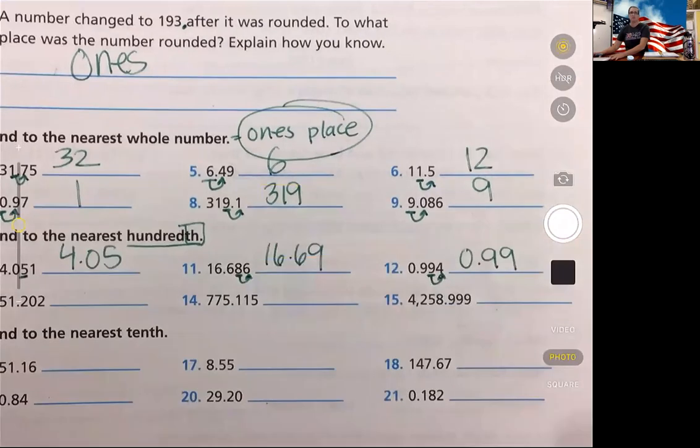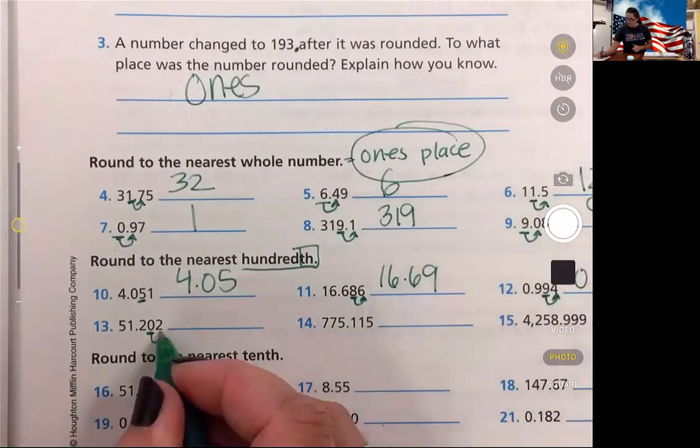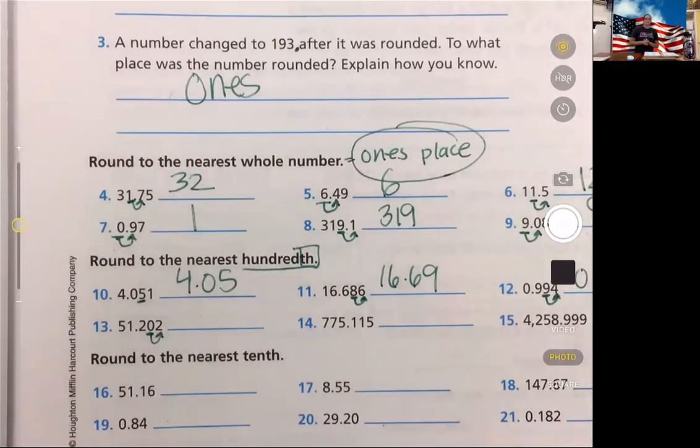Let's do one more together. So hundredths place has a 0. Behind that 0 is a 2. What's that 2 going to do to that 0? It's gonna stay the same.